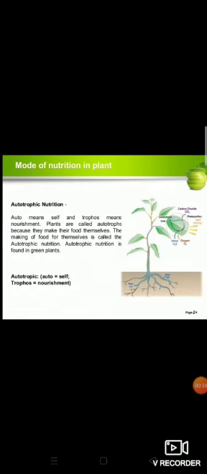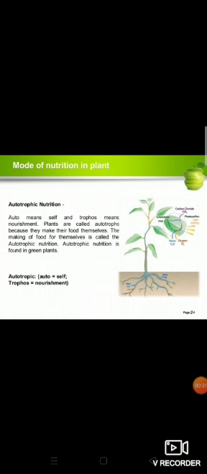Now there are different modes of plant nutrition. There are basically two modes of plant nutrition, that are autotrophic nutrition and heterotrophic nutrition. Now first we will see what is autotrophic nutrition. Auto means self and trophic means food. The organisms which synthesize their own food are called autotrophs, and this process of synthesizing food is called autotrophic nutrition.